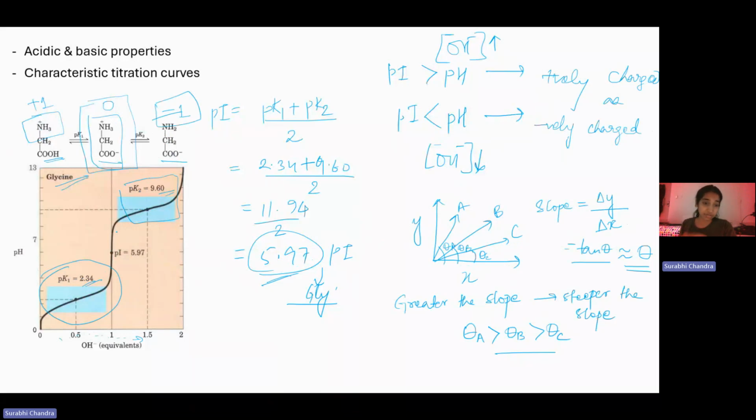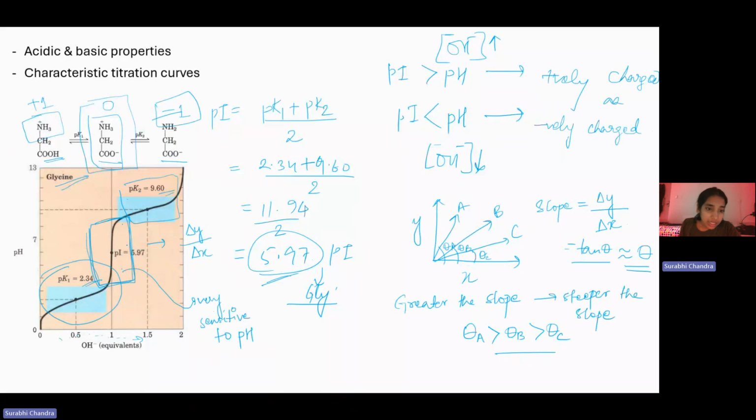Here in this graph, this area is very, very steep, so the slope here would be really large. This particular region will be very sensitive to changes in pH.